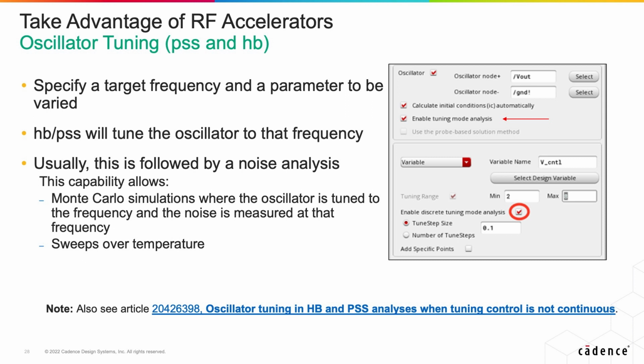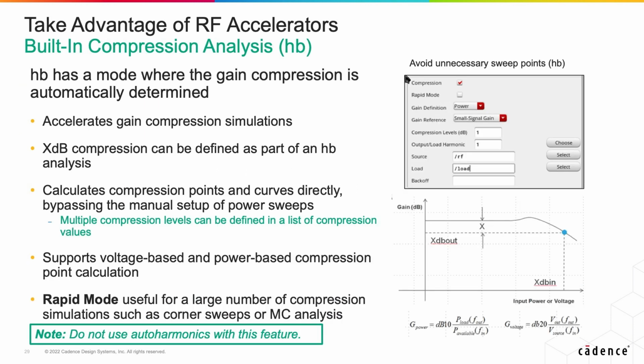So again, I guess this is what I had. Another thing in HB is XDB compression. So the HB form is very long. You have to keep scrolling down. And the last thing actually is we can calculate XDB compression point for you. Like you can say, this is 1 dB, but you can say 3 dB or 4 dB compression point, and this is the form.